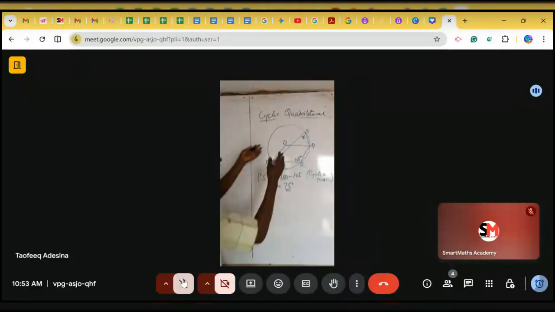Look at the diagram. Look at how the diagram is, and look at the solution.